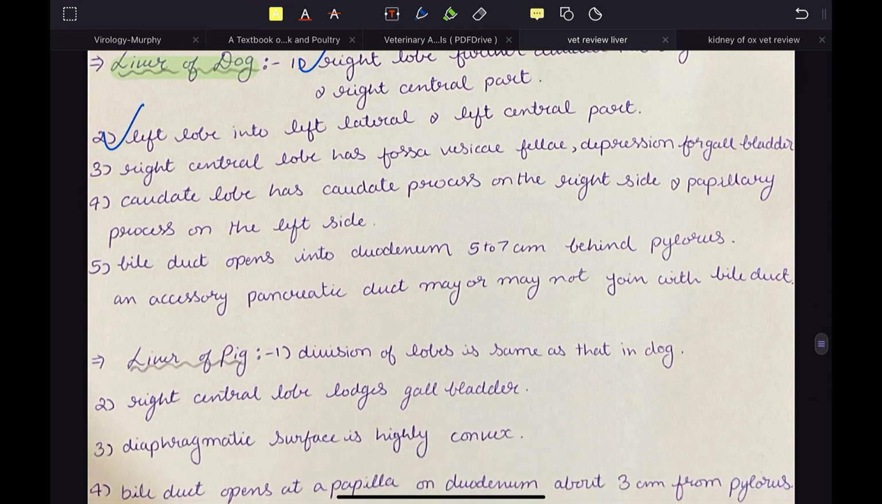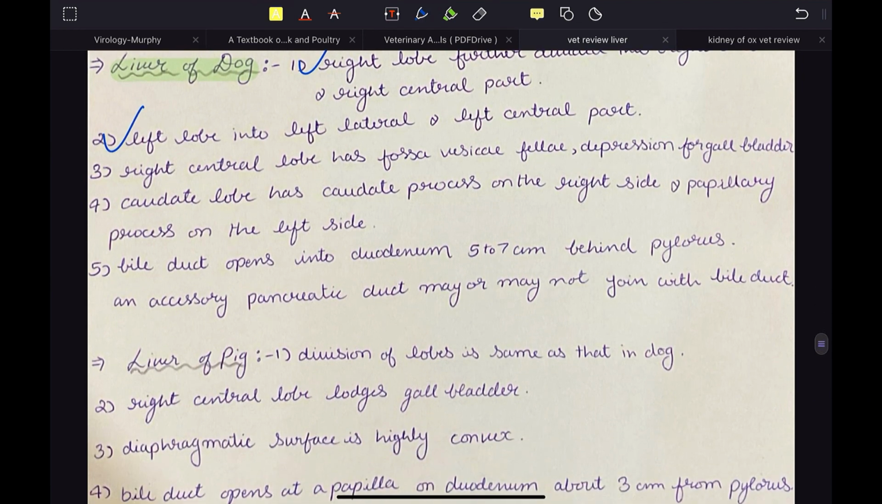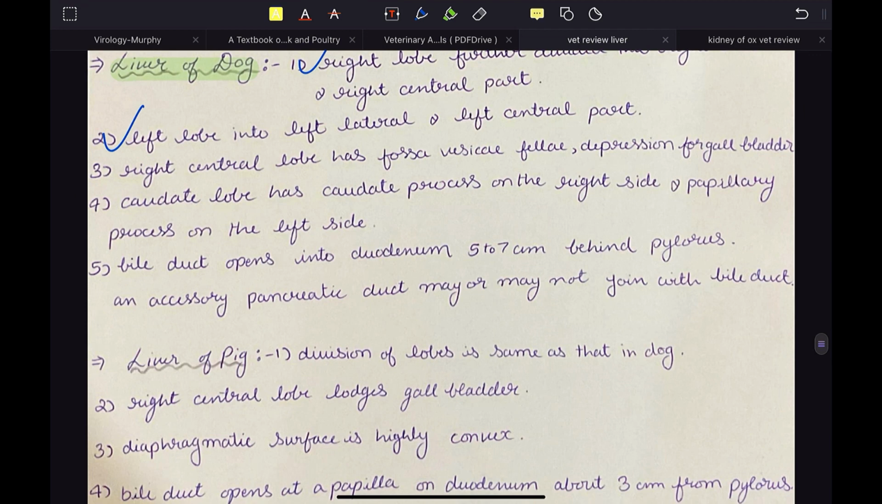Then the right central, or we can say right medial lobe, has a fossa vesicae felleae, which is a depression for the gallbladder. Okay, fossa vesicae felleae is the depression of the gallbladder. Not too much important, but this thing is important. The right central lobe has the gallbladder.